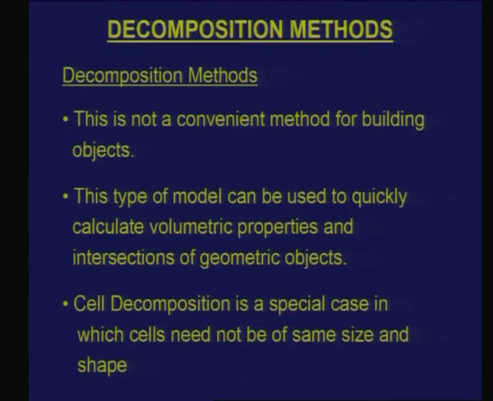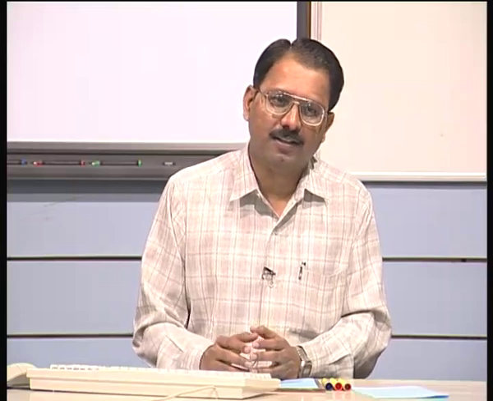So, cell decomposition is a special case of decomposition methods in which the cells used to model an object need not have the same shape and size as in the octrees. In octrees you have the same shape, size can vary. In voxel you have same shape, same size. Here you are allowed to have both different shape and different size. So, if somebody has to know what solid modeling is in brief, it is this.